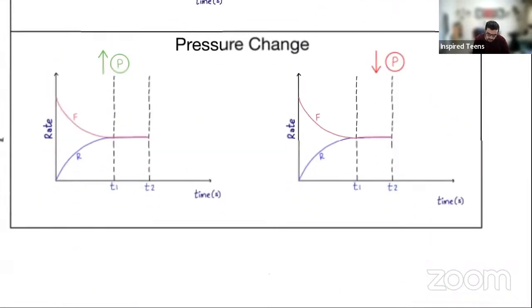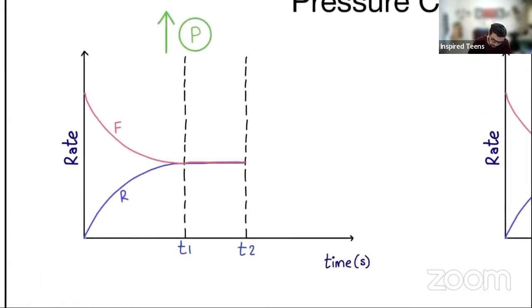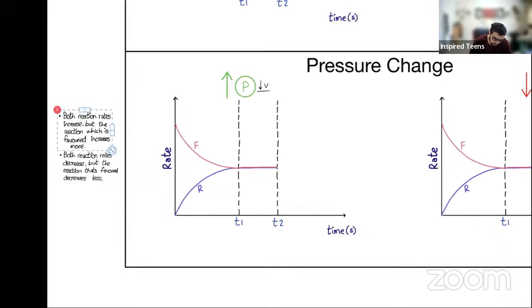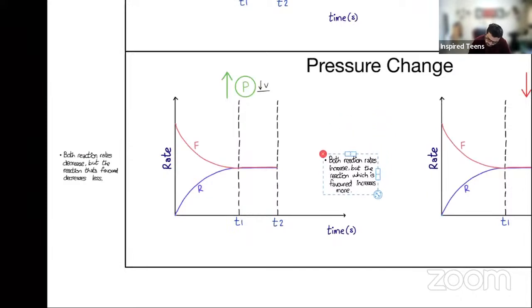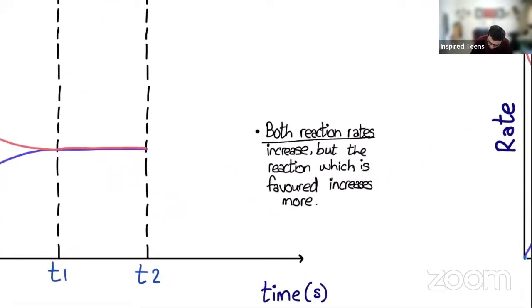Now let's do the final one, pressure change. Rate versus time graph. When there's an increase in pressure by a decrease in volume, what happens and which rates are affected? We have it written here. According to this, both reaction rates increase, but the reaction which is favored increases more. So that's a simple one.